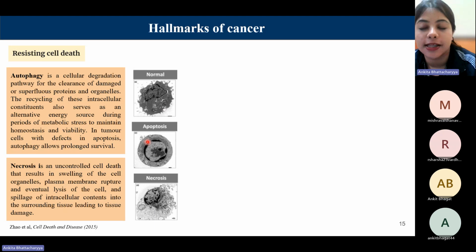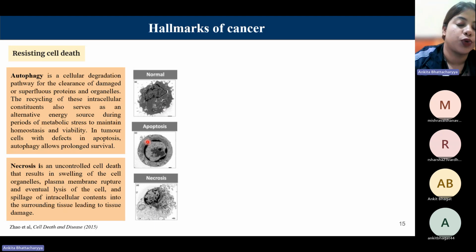Apoptosis is a chapter by itself. It can take up 2-3 classes just by itself. So I'm not going into detail about that. I think you might know. But this is just an image to compare between those three. If you want a discussion on apoptosis, please let me know. I'll try and incorporate these concepts eventually.